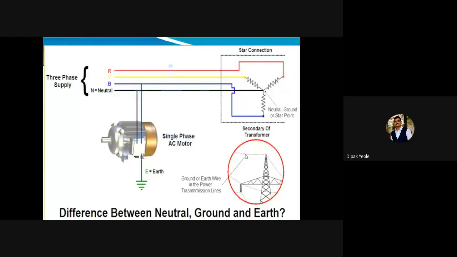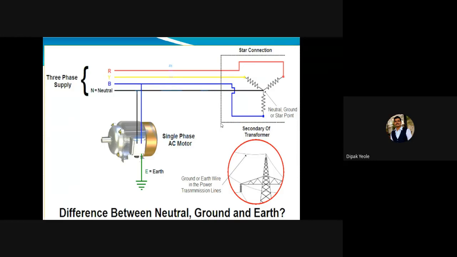So in this diagram you can easily distinguish between neutral, earth and ground wire. Yes. So I hope this difference is clear to you, and for remembrance purposes you can keep this diagram in your mind. What is the meaning of neutral, what is the meaning of earth, and what is the meaning of ground. Yes, so this is the difference between neutral, ground and earth.